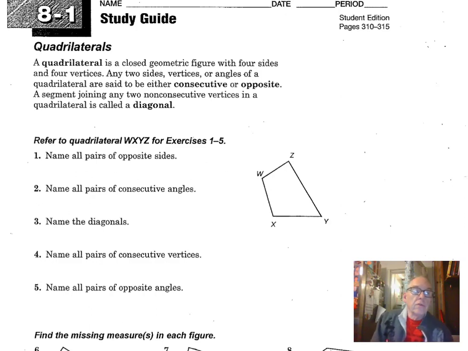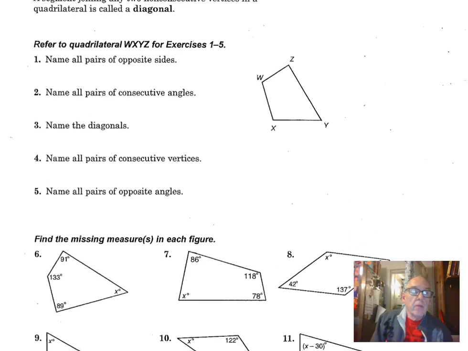So let's look at this first one here. Name all pairs of opposite sides. So segment WZ is opposite to segment XY. So those go together. And segment ZY is opposite to segment WX. So notice that opposite sides are the sides that go between two consecutive vertices, then it skips a side, and then you have the other two consecutive vertices, depending on where you start at. So those are the pairs of opposite sides.